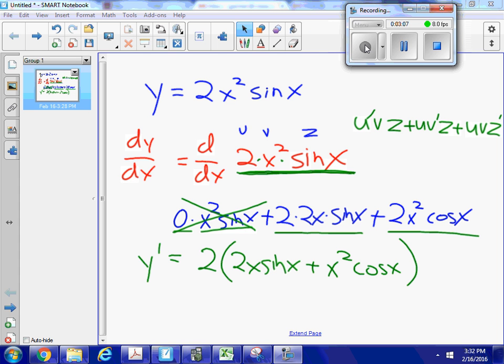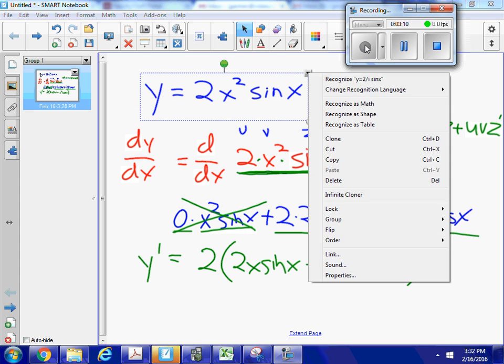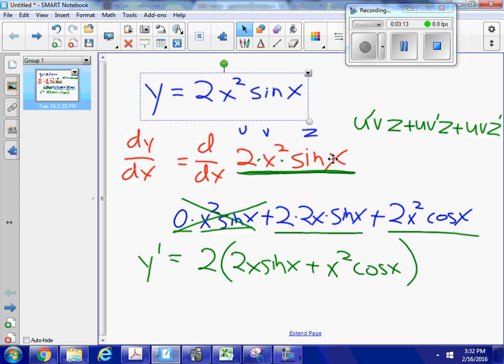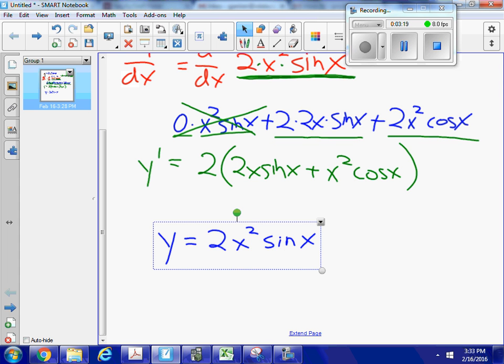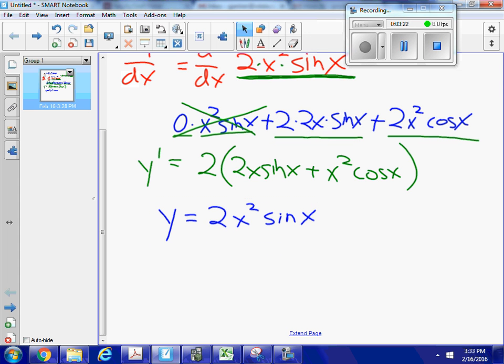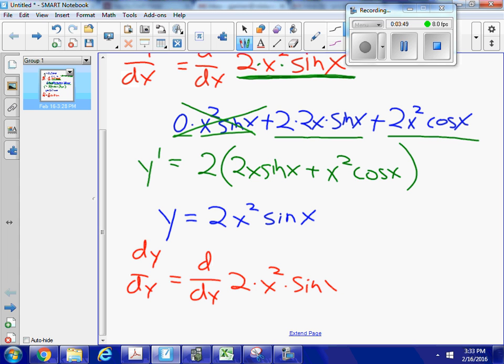Well, let's look at it if I had just pulled the constant through the derivative. So I'm going to paste. Here's my function right now. Now I'm doing y prime, and that is equal to, now I'm actually going to use the other notation. It works better in this situation. So the derivative of y with respect to x is equal to the derivative with respect to x of 2 times x squared times sine x.